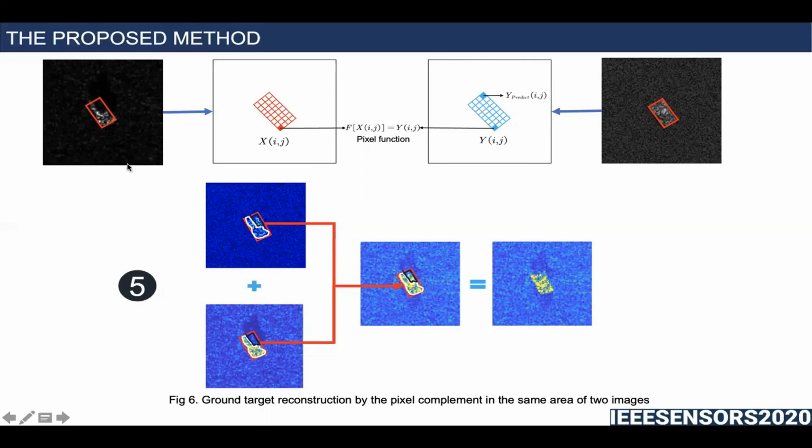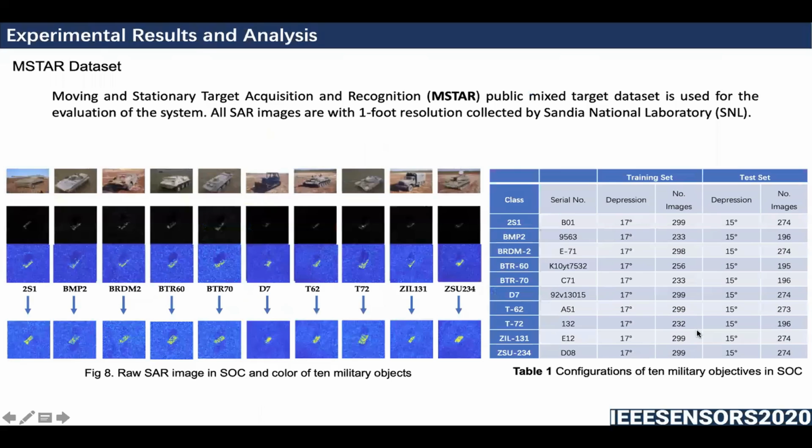In step 5, by using this proposed method, we combine the raw SAR image and the simulated SAR image into the newly generated SAR image. We did not change any information in the existing part of the raw SAR image. We only recover or complete the missing part. This is the ground target reconstruction by the pixel complement in the same area of two images.